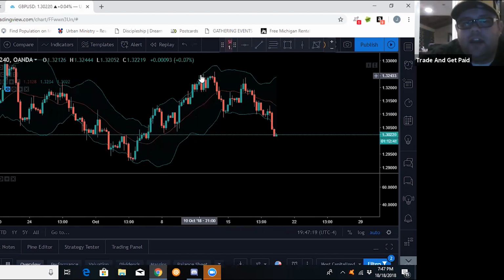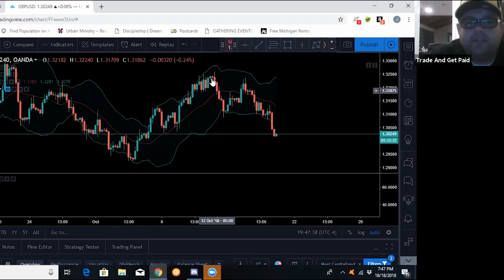Okay, so you have a resistance on the top where it's pushing it back down. You have a support on the bottom pushing it back up, and then you have a moving average in the middle, kind of just keeping the middle of the band. Now here's the cool thing. Watch. The middle Bollinger Band kind of acts like a magnet, and it's always going to try to draw price back to its average, back to the beginning, back to the middle.